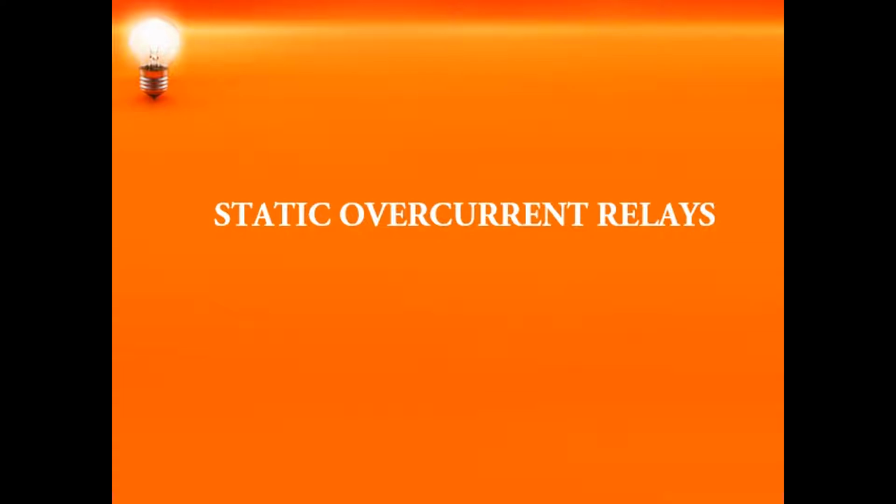Welcome everyone. In this session, let us see the various static overcurrent relays. So what is meant by a static relay? We have seen the classification of relays, wherein we have first generation, second generation, third generation relays. First generation was the electromechanical, next was the static, and the third one is the numerical. So the static relay is the one which uses a static circuit to give a signal for the tripping of the circuit breaker.